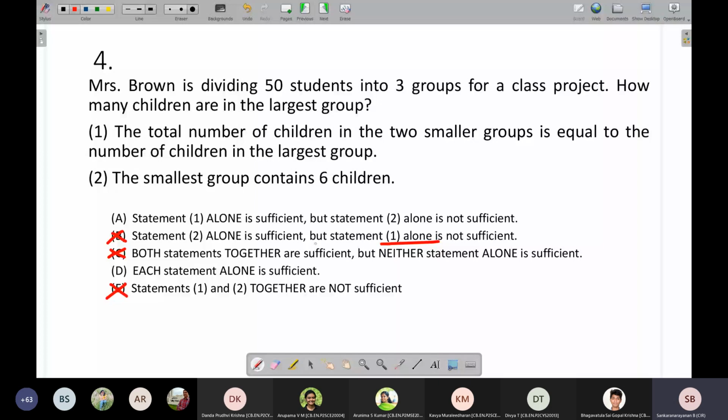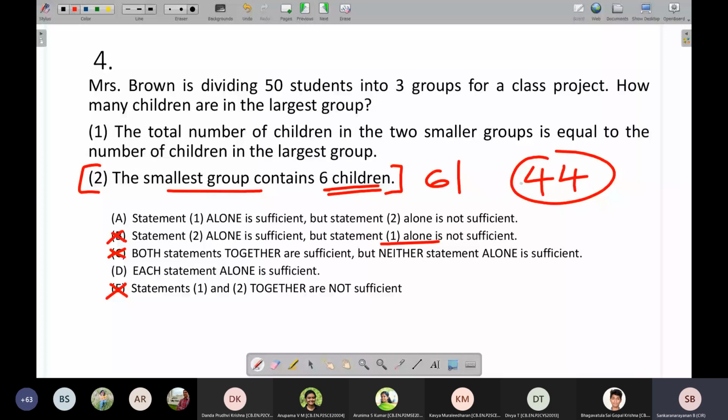Okay, so now I need to check whether I can answer this question with statement 2 alone. The smallest group contains 6 children, which means the other two groups, if you take, the total will be coming to 44. But I don't know how many children will be there in the largest group for that matter. Smallest group is 6. From that, it is not possible for me to derive and find out how many children are there in the largest group. Did you get my point? So I can thus eliminate option D as well.